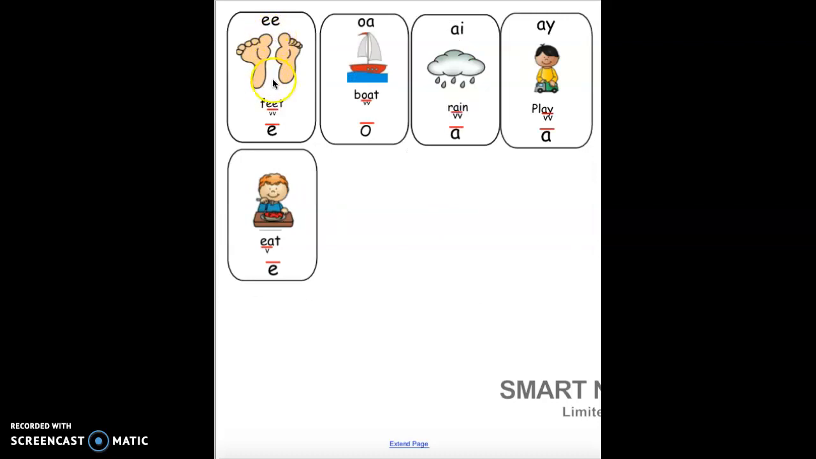Vowel teams. EE, feet, E. Position, middle. OA, boat, O. Position, middle. AI, rain, A. Position, middle. AY, play, A. Position, end. EA, eat, E.